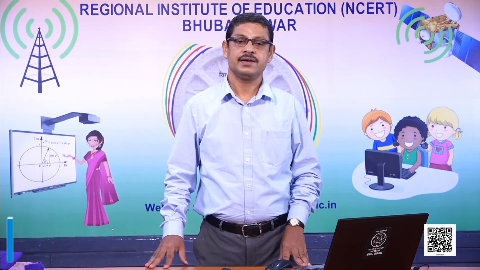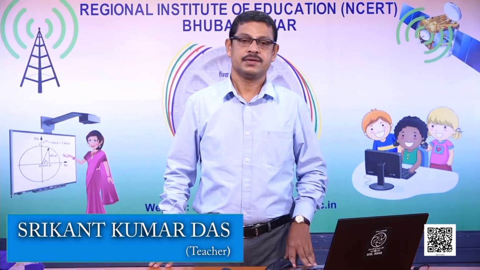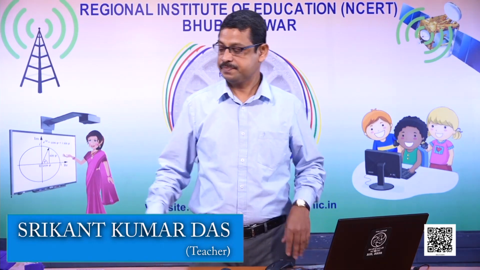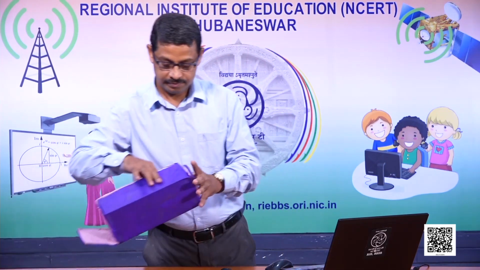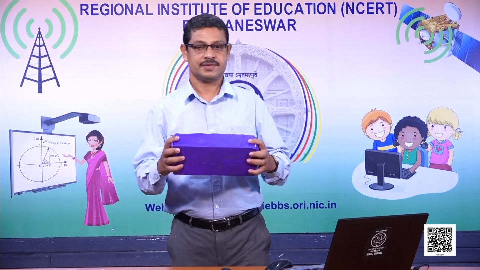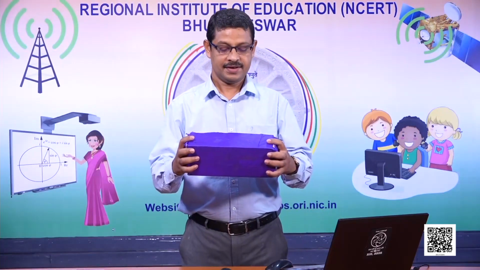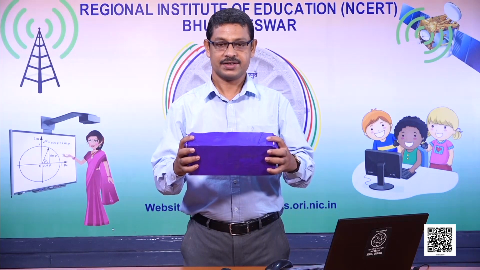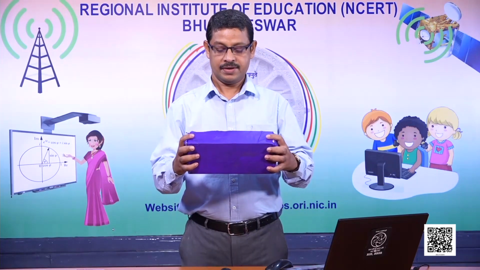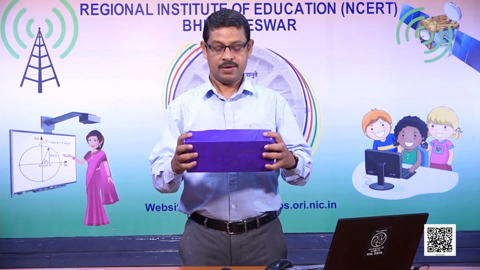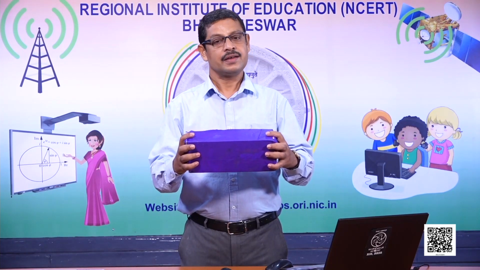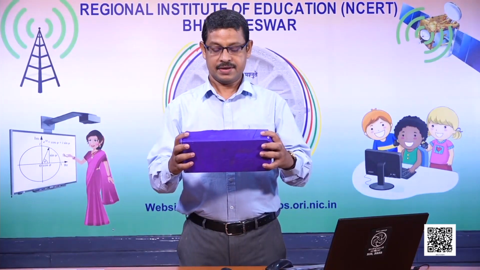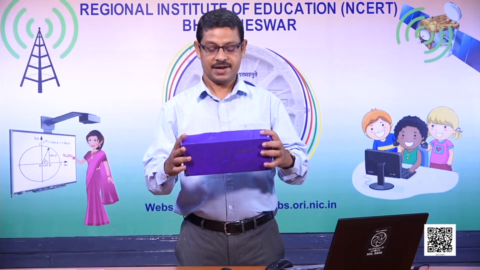Dear children, today we shall discuss the topic boxes and sketches. You see, this is a box. What is the shape of it? Cuboid. This is an example of a cuboid, because here you see all faces are rectangular faces. It is also a three-dimensional object.